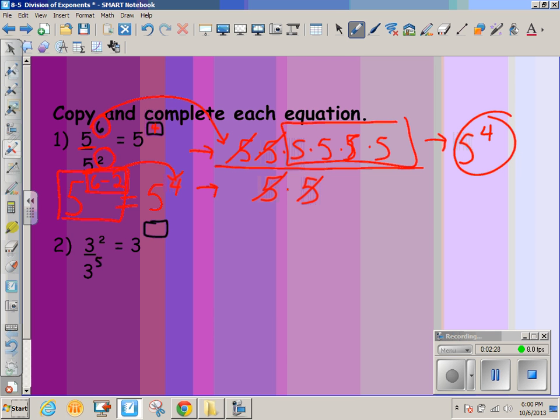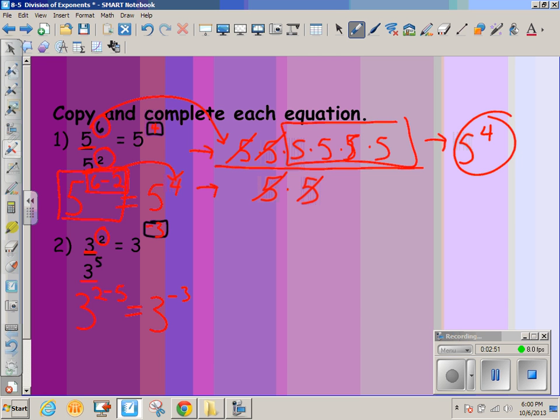On number 2, I have 3 raised to the 2nd power all over 3 raised to the 5th power. So if I'm following the rules, the base is the same. So the base is 3. So we have 3, and then we take the numerator exponent and we subtract the denominator exponent. I end up with 3 raised to the negative 3rd power.